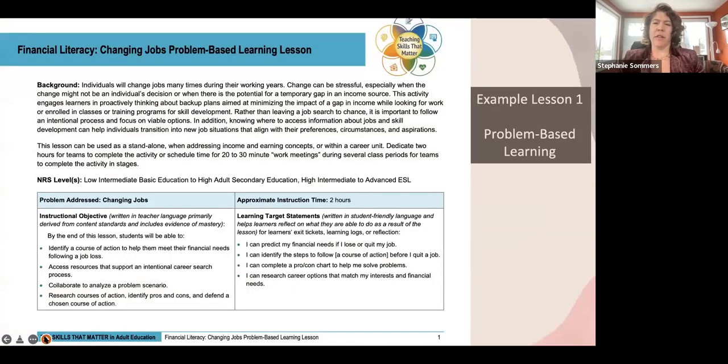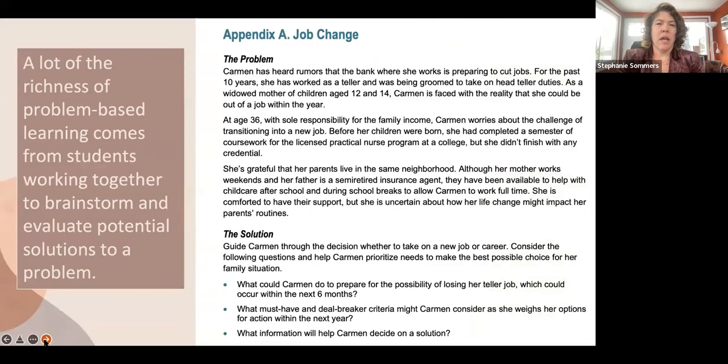So like we did with health literacy, we're going to run through 3 of the example lessons from the TSTM Toolkit. The first one is problem-based, and this one has to do with changing jobs. And so here the scenario is about someone being offered a job, maybe in another city, and having to decide if taking that job is worth it, considering that there would also be a relocation. And so here is the first page of the lesson.